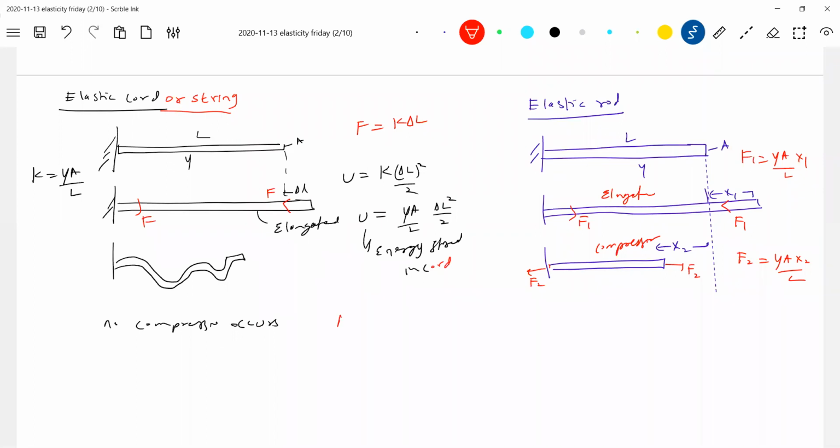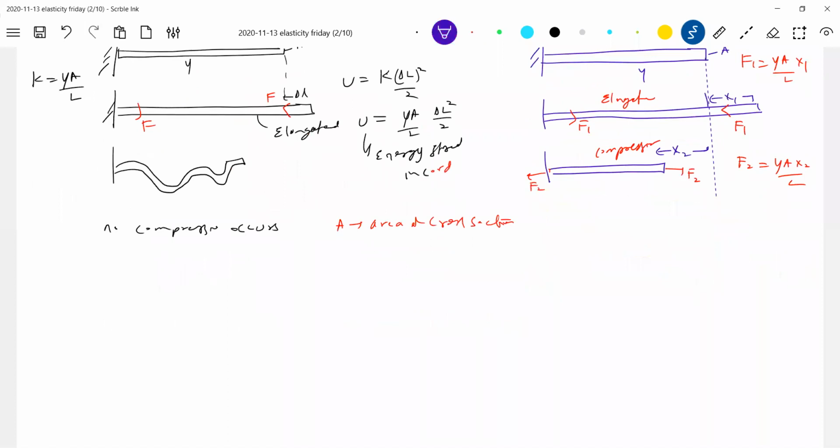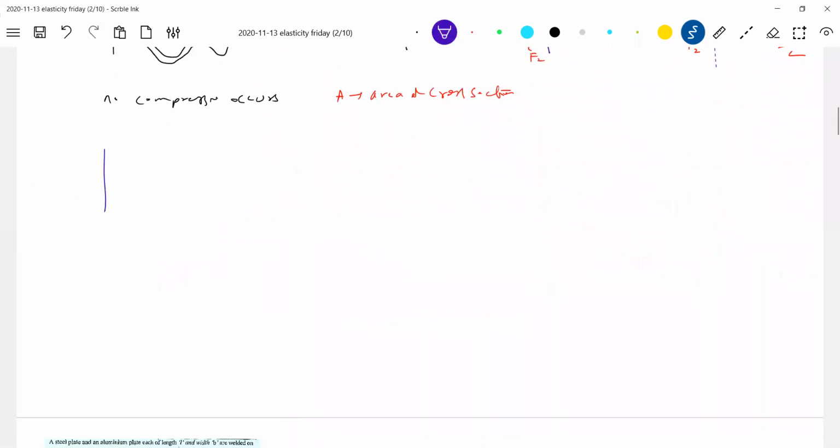Let me write. What is the area of cross section? The cross section can be anything: cylindrical, circular, square, rectangular. It need not be always circular. That's one more condition we are putting. Here also maximum breaking stress will come. If the stress in the cord becomes more than that, it's going to get damaged. Now regarding breaking stress, we'll just have some small idea.